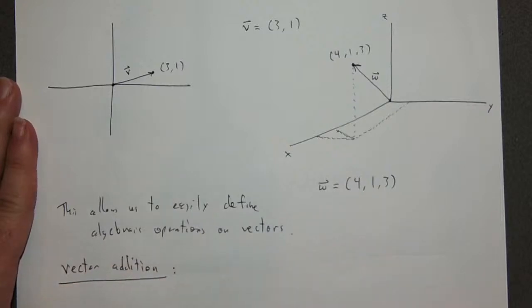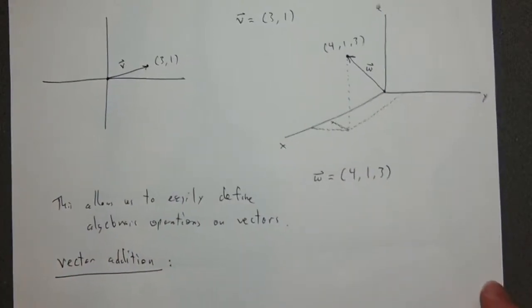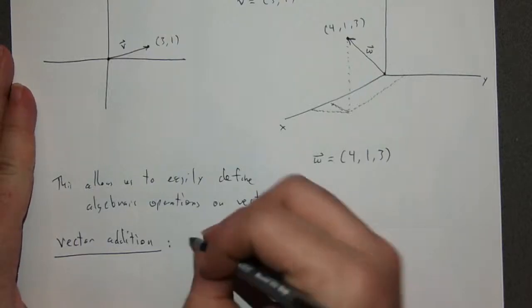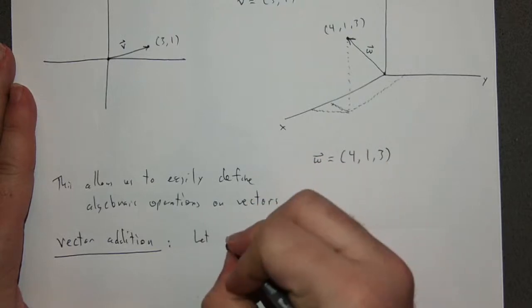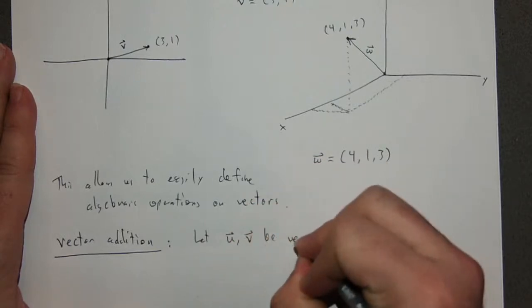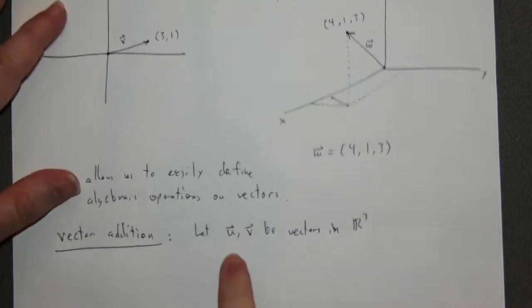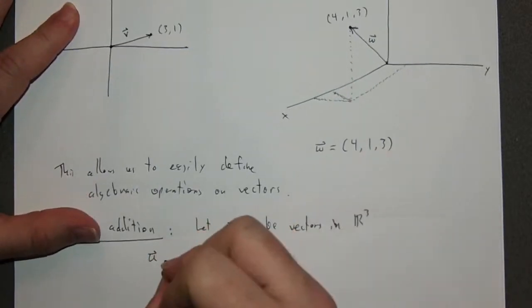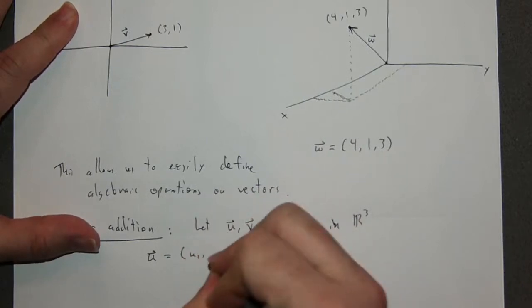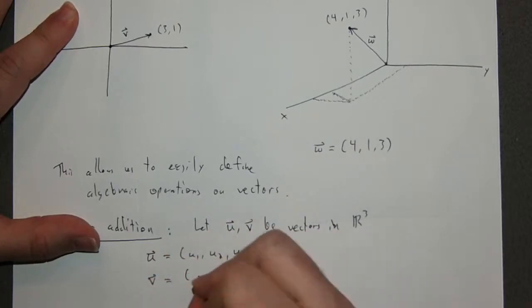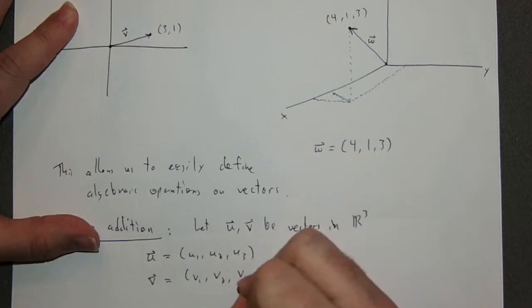Okay, so for now I'm going to repeat some of this notation, but in general, when I draw or write down a vector, this is the notation I mean. Let's say we have two vectors in R3. Let U and V be vectors in R3, in space. We'll say that U has three components, U1, U2, U3, and V has three components, V1, V2, V3.